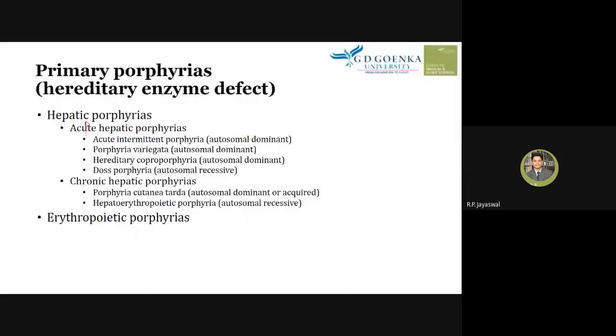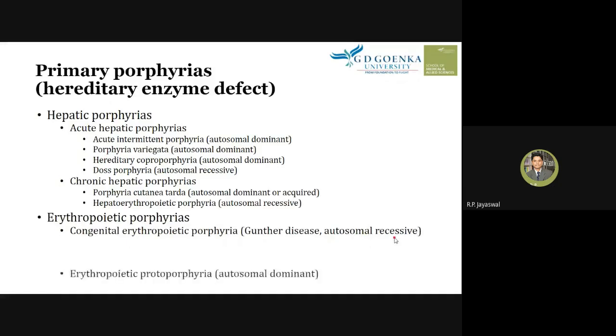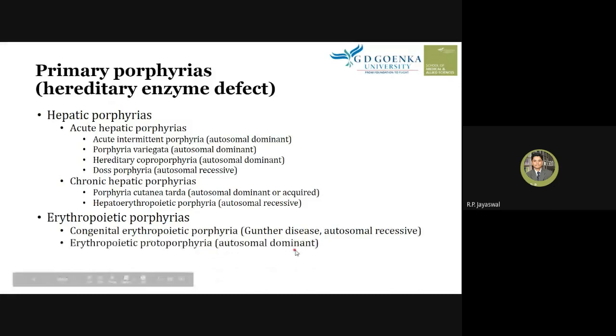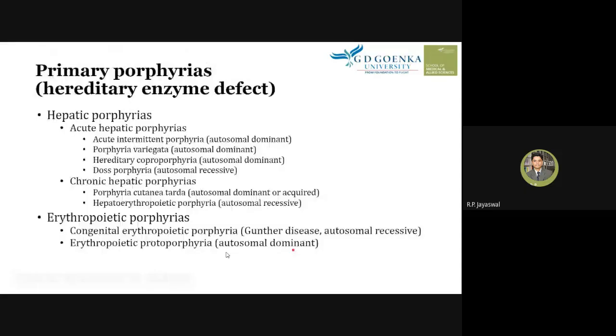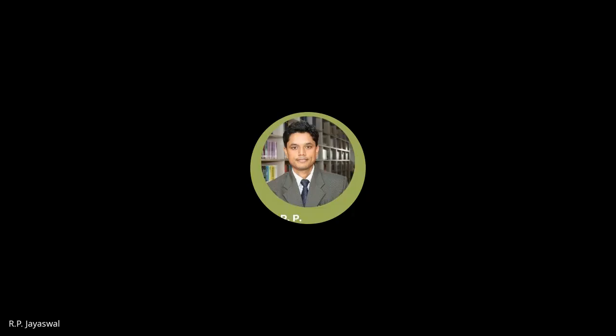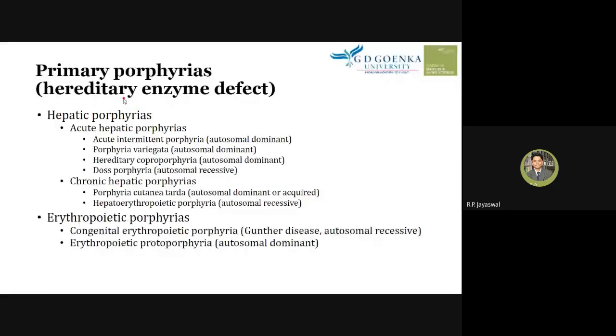We have understood this. Now coming to the next, which are erythropoietic porphyrias. Here there is congenital erythropoietic porphyria, for example Gunther disease, which is an autosomal recessive type of disorder. Erythropoietic protoporphyria is autosomal dominant. So we studied both types of porphyrias, hepatic and erythropoietic, under primary porphyria, where the defect lies in a hereditary enzyme defect.